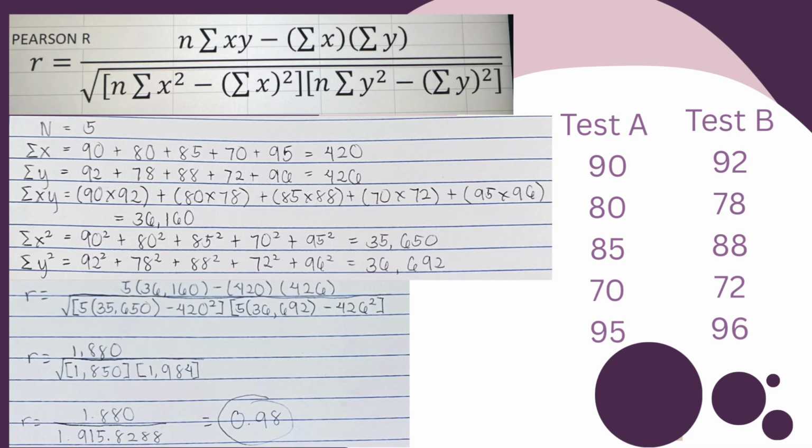So we have to find the data. As you can see, there are test A and test B scores. In test A, there are 90, 80, 85, 70, and 95 scores. And in test B, there are 92, 78, 88, 72, and 96 scores. So we now have the 2 lists of numbers for the same people.